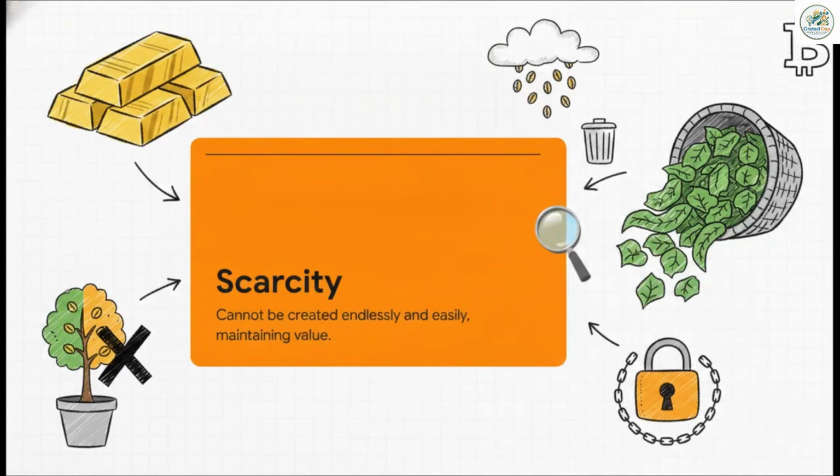In this definition, scarcity is the absolute linchpin of the whole argument. Scarcity simply means that a good cannot be created endlessly and easily. Because if a form of money can be created infinitely by literally anyone, it rapidly loses its purchasing power. Think about it. If we used tree leaves as money, people would just go out and gather infinite leaves, and a single leaf would be completely worthless. Maintaining value over time requires a strict limit on supply. This is absolutely crucial for understanding why certain metals dominated our past, and why Bitcoin was engineered the exact way it was for our future.